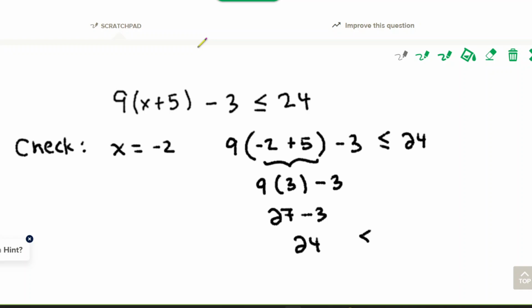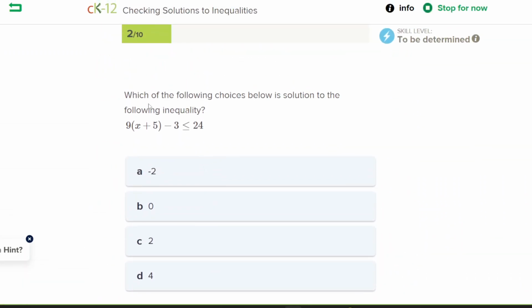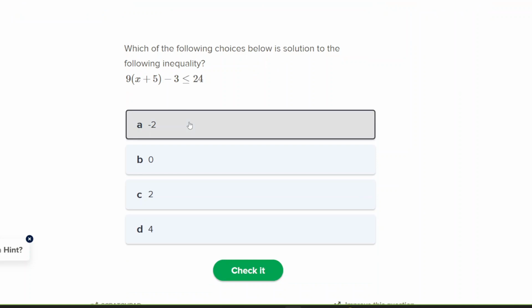And is this less than or equal to 24? Yes, this is true. Because of the or equal to part, right? 24 is not less than 24, but it is equal to 24. So we're lucky. This works, right? They asked us which of the following choices is a solution to the inequality, and -2 is.